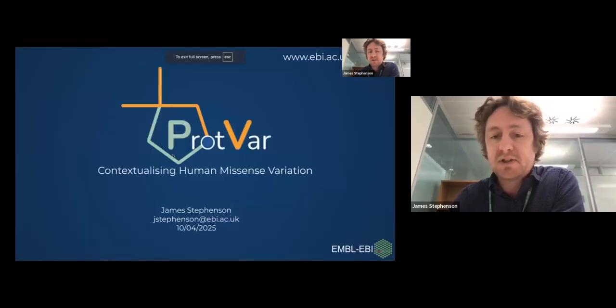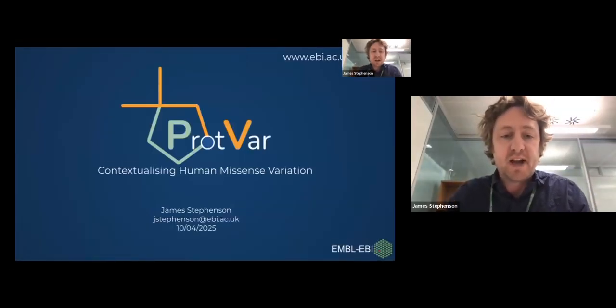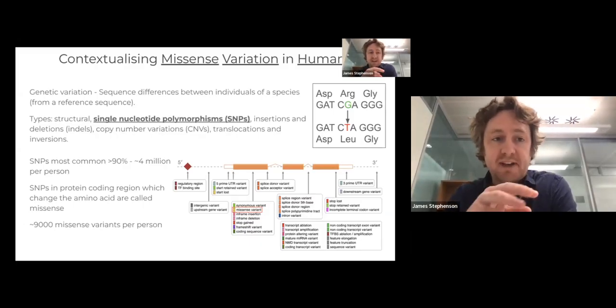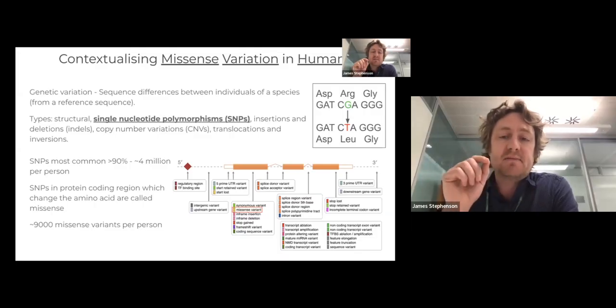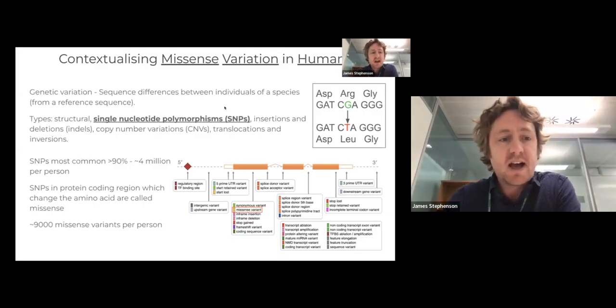But the thing I mainly wanted to talk about today was a resource called ProtVar, which will help you contextualize human missense variation. Yvonne talked about a lot of different types of variation, and in many different species in UniProt. But I'd like to talk to you specifically about missense variation in humans. So much narrower, of course.